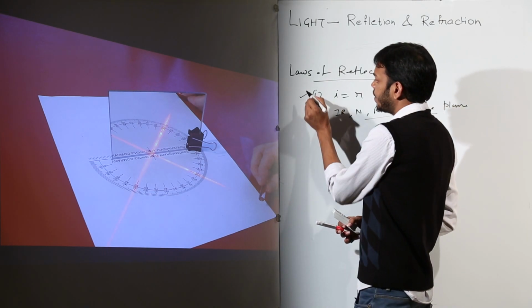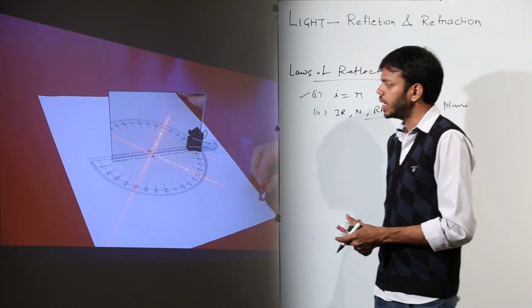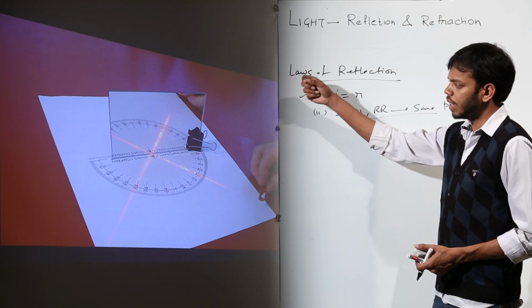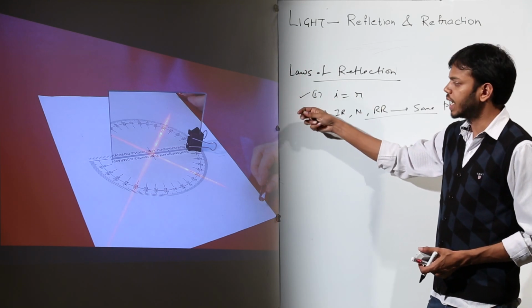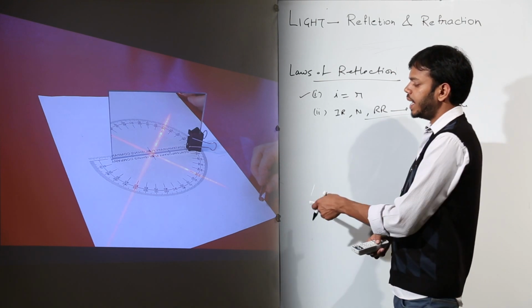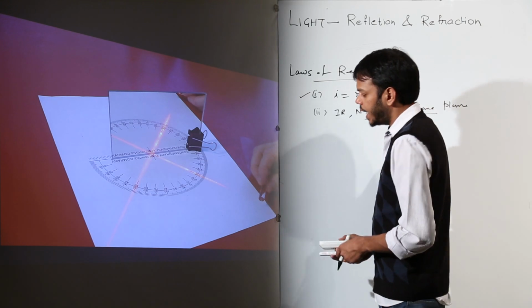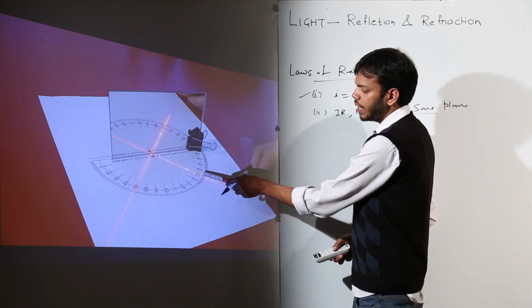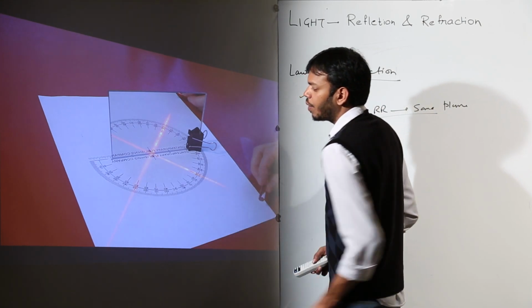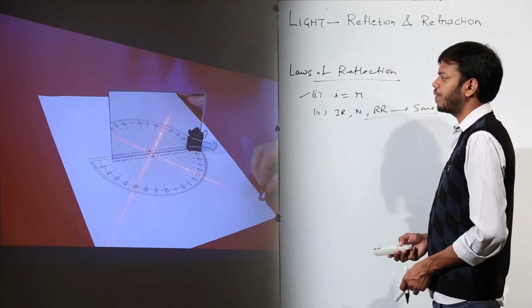This can be observed even at your home by a simple experiment: you hold a plane mirror vertically using a clamp, like the one you use for your paper clips, and you project a laser at any particular angle. Here we have projected it at an angle of 50 degrees and it got reflected at exactly 50 degrees itself. So you see that angle of incidence is equal to angle of reflection.